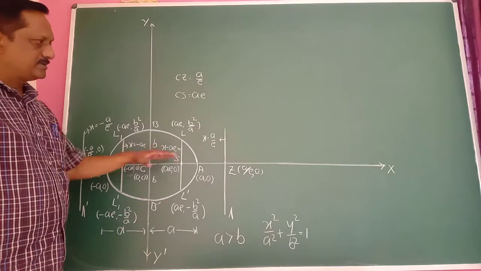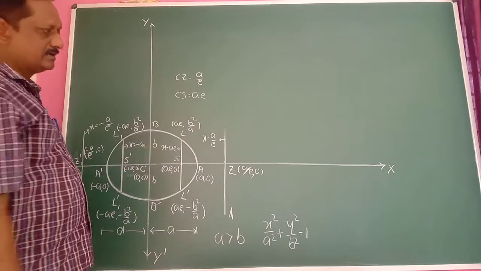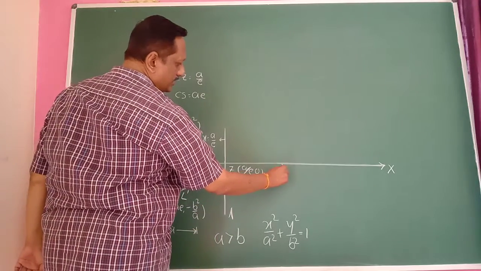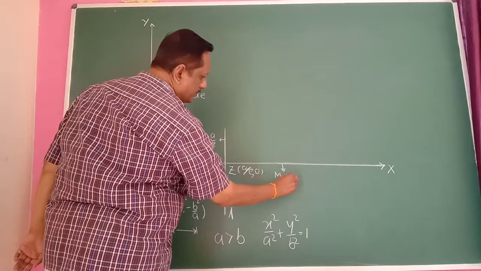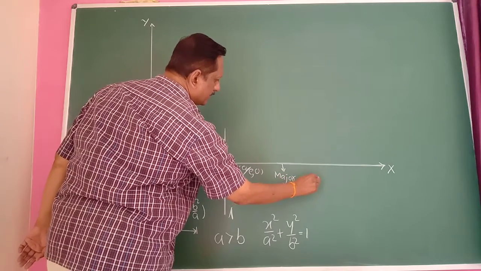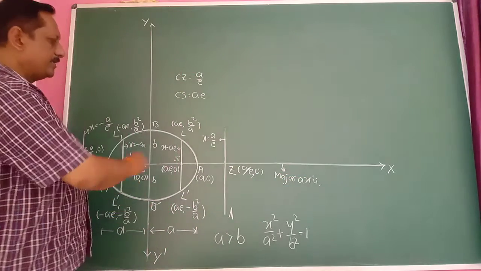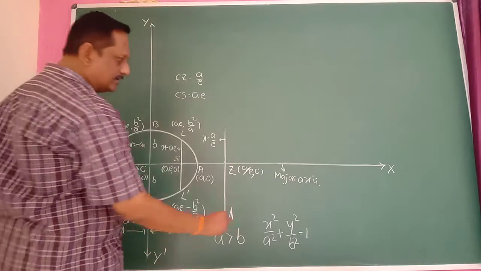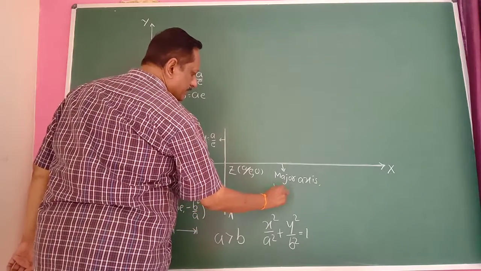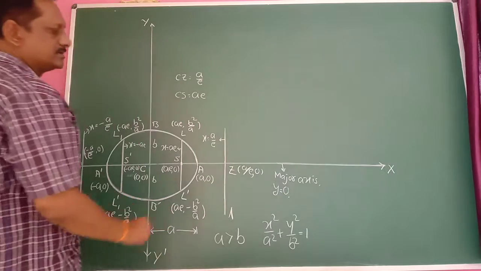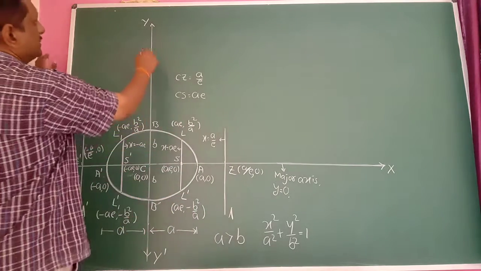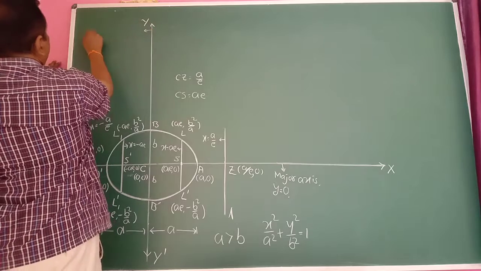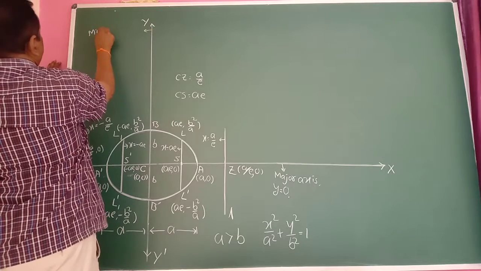And this x-axis is called the major axis here. The equation of the x-axis is always y equal to 0, therefore the equation of the major axis is y equal to 0. And here the y-axis is called the minor axis.